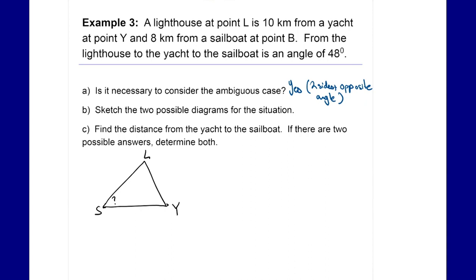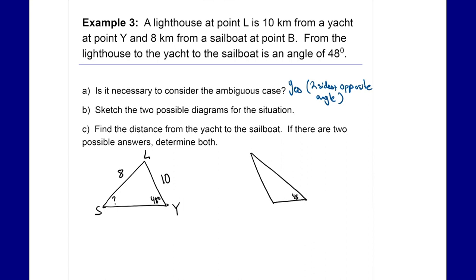So in this case, there are two possible scenarios, aside from this diagram. We know that from the lighthouse to the yacht to the sailboat, angle LYS is 48 degrees. We know that the lighthouse is 10 kilometers from the yacht, so this would be 10, and this would be 8. The other scenario is where it's an obtuse angle.